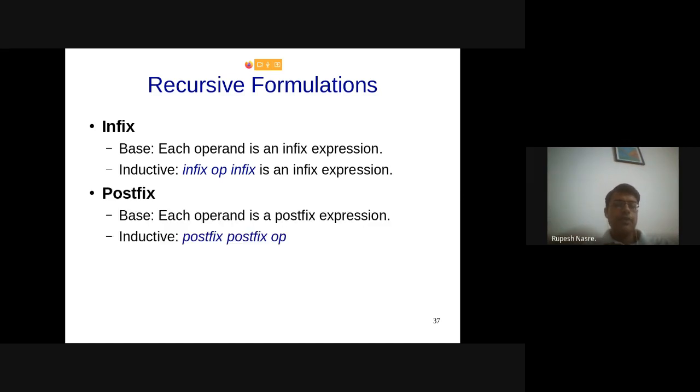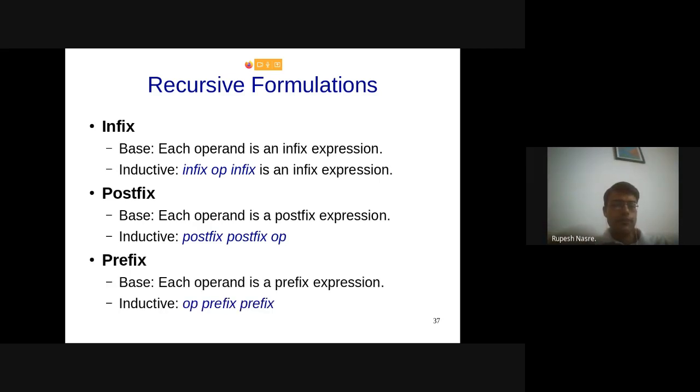In a similar manner, we can talk about postfix: each number or variable is a postfix, and then postfix op becomes the postfix. Sorry, I think I have written it wrong. This should be op postfix. And prefix should be the other way around, prefix op. So sorry about that. That needs to be corrected here as well as here. But I hope you get the point.